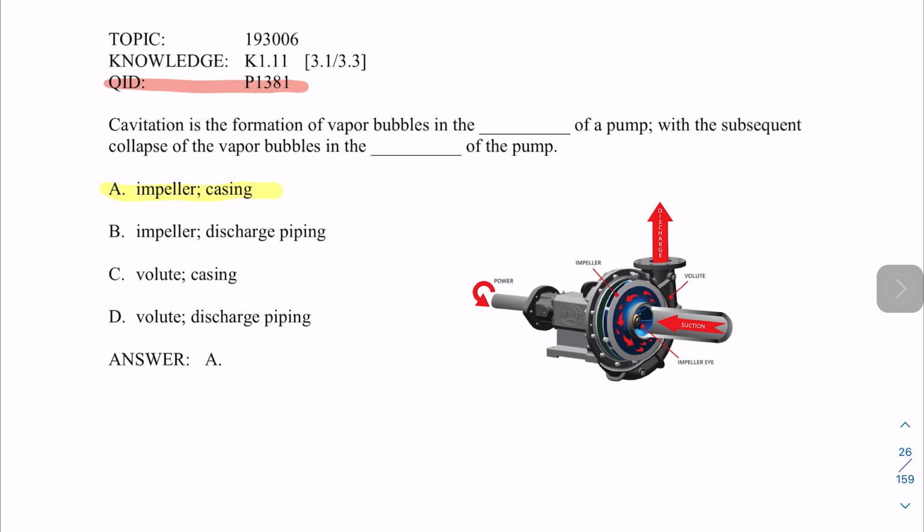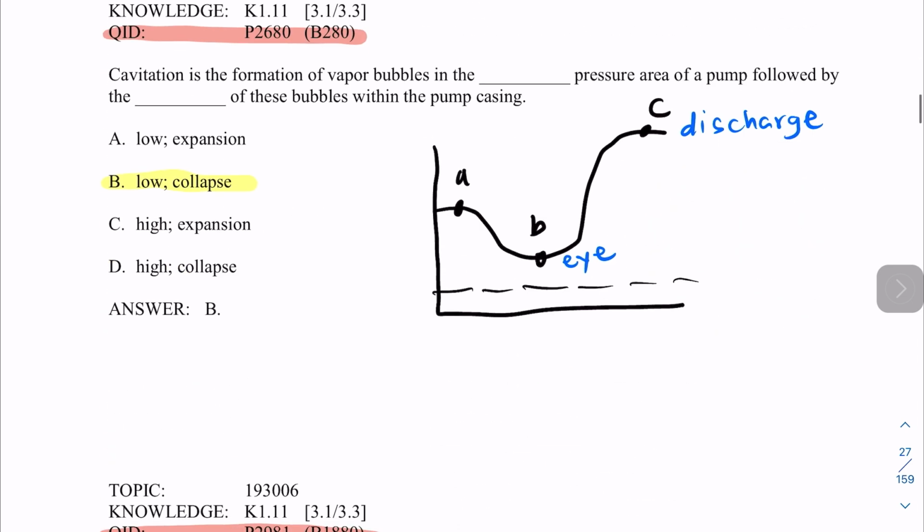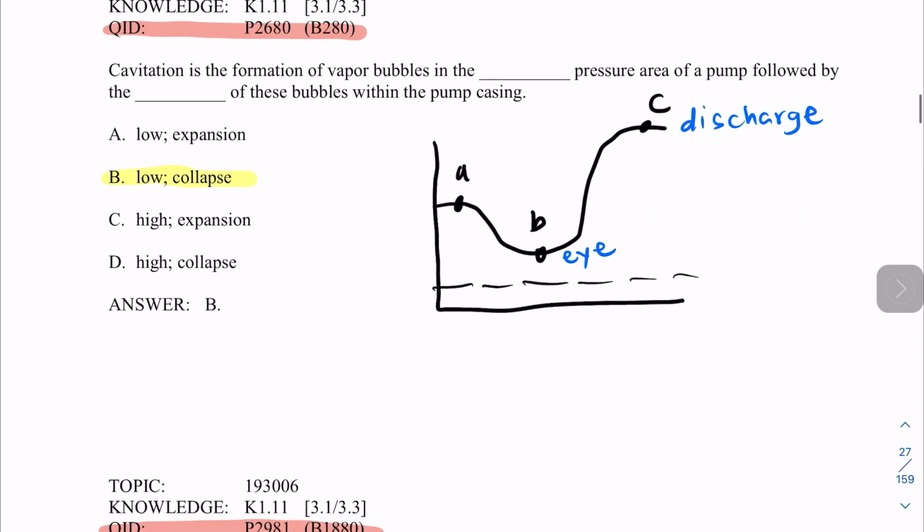So cavitation is the formation of vapor bubbles in the eye of the impeller with a subsequent collapse of the vapor bubbles in the casing, right? So that's going to be the answer for this concept question. Next one is P2680. Cavitation is the formation of vapor bubbles in the low pressure area of the pump. Yeah, because the eye is a low pressure area. Followed by the collapse. What's happening to the bubbles? They are collapsing, right? They are collapsing within the pump casing.